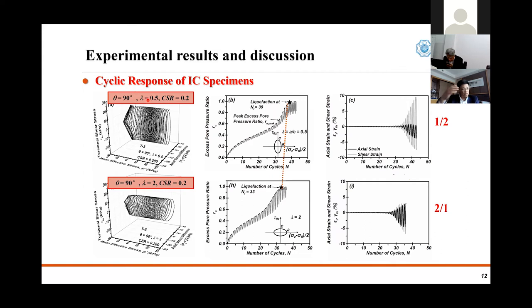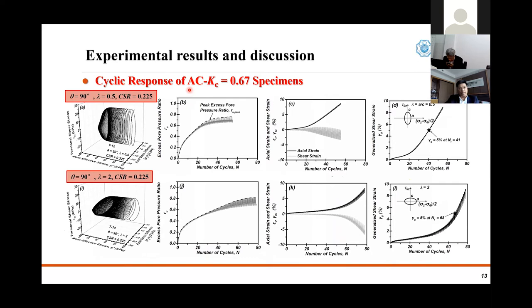But for the anisotropically consolidated specimen, we have found a big difference. Here lambda equals 0.5 and 2 respectively. And we will find different results here. So for example, the failure number equals 41 and here 68. There was a big change, okay? And the main cause of the difference is the different lambda. Here the two small figures show lambda equals 0.5 and lambda equals 2. Okay.